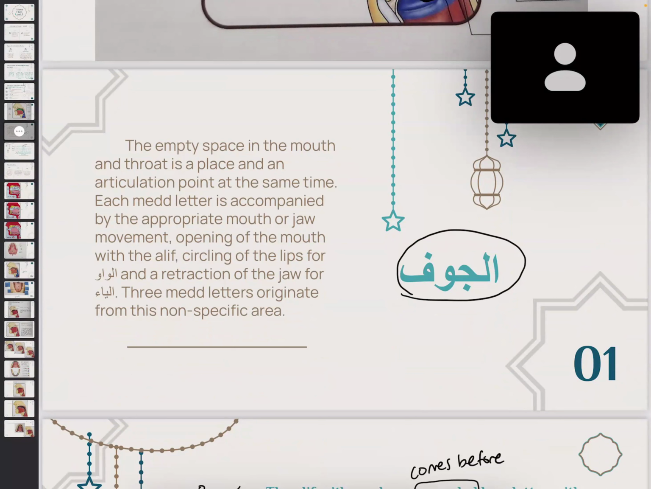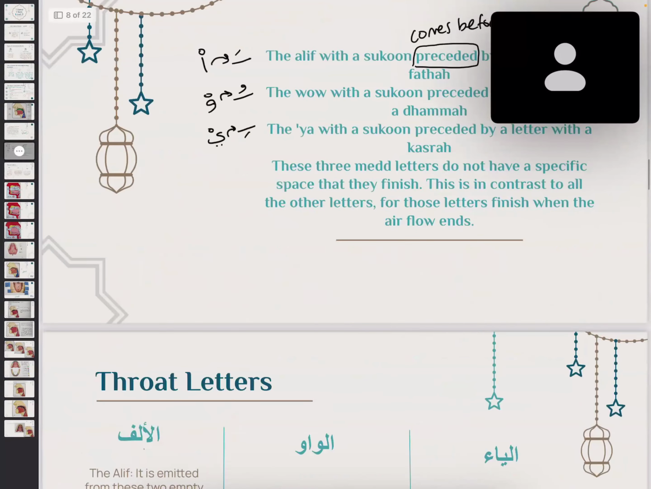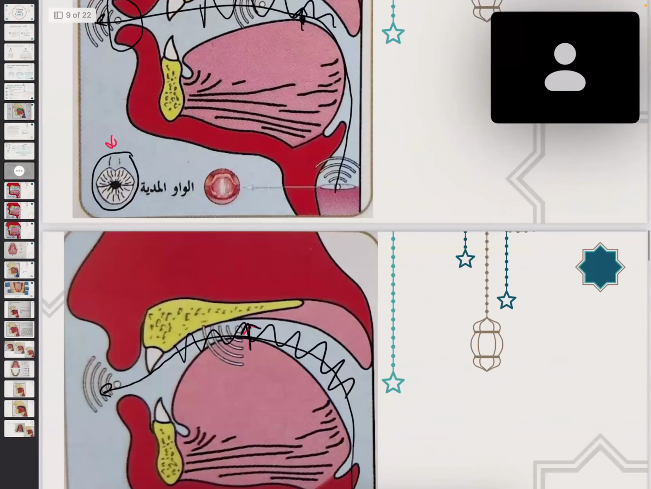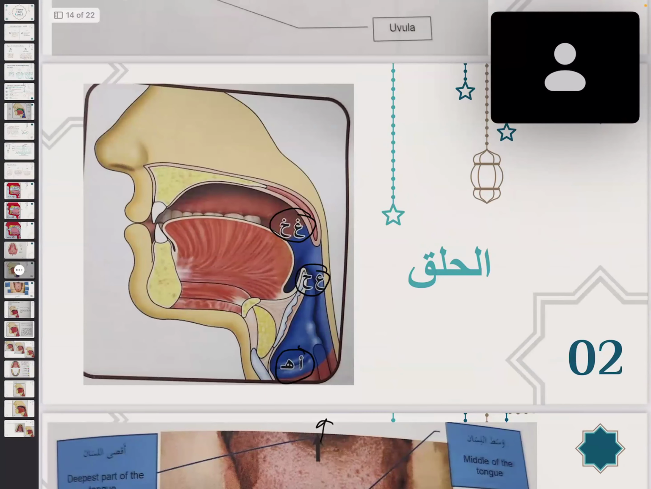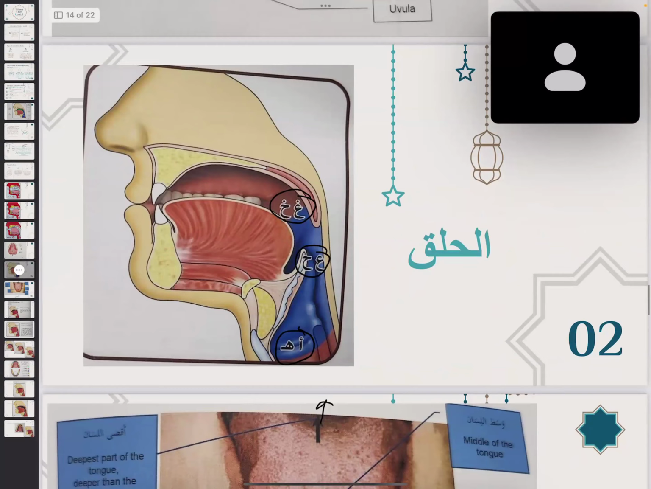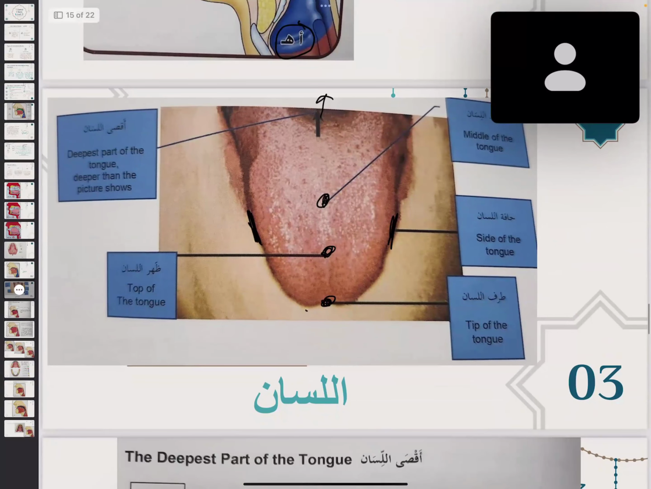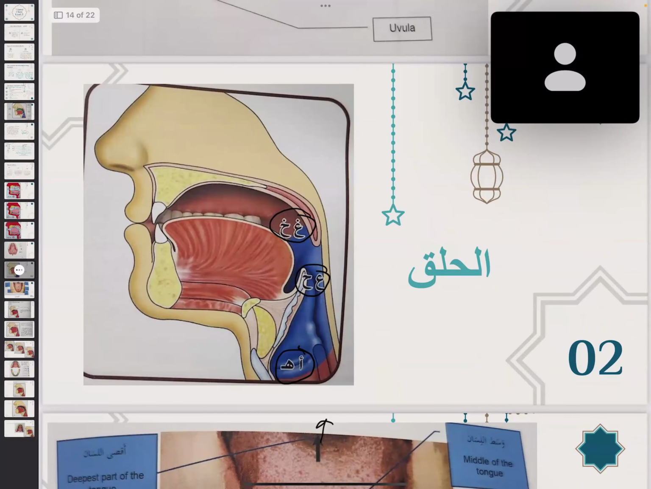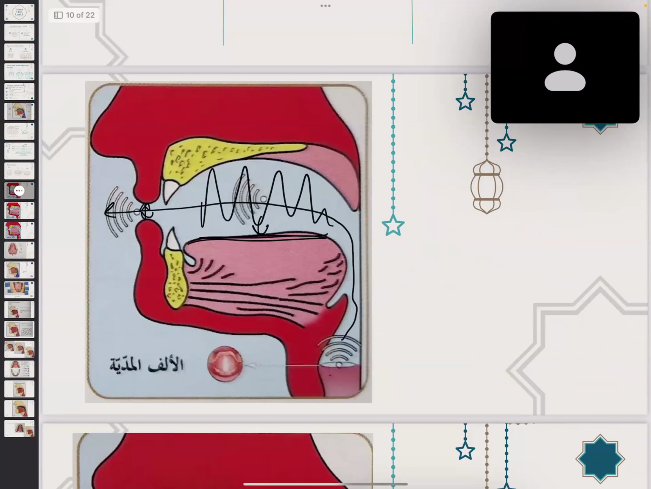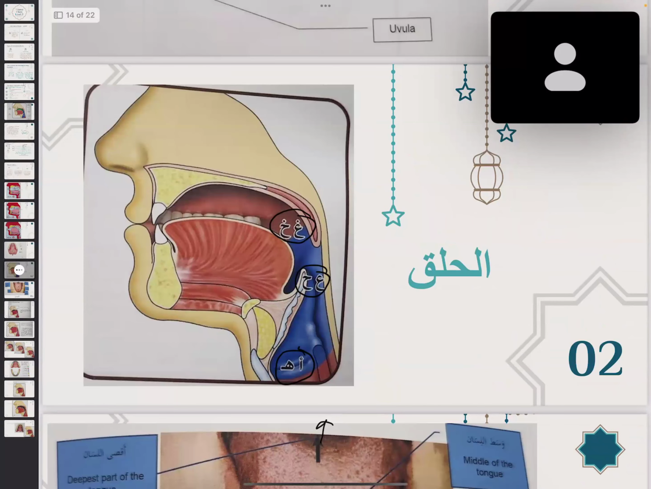The second articulation point is الحلق. We have 3 minor articulation points in الحلق, which are أدنى الحلق, وسط الحلق, أقصى الحلق. This major point pronounces 6 letters, which are همز هاء عين حاء غين خاء.